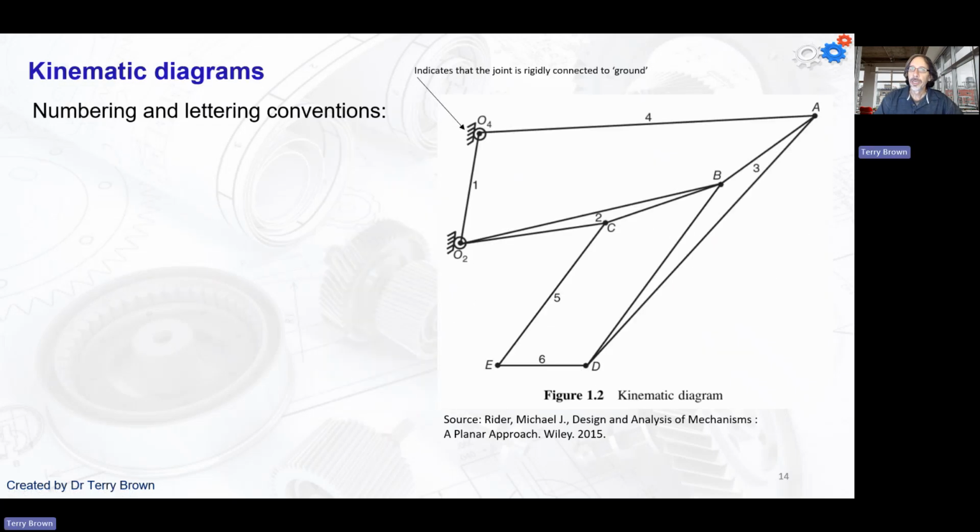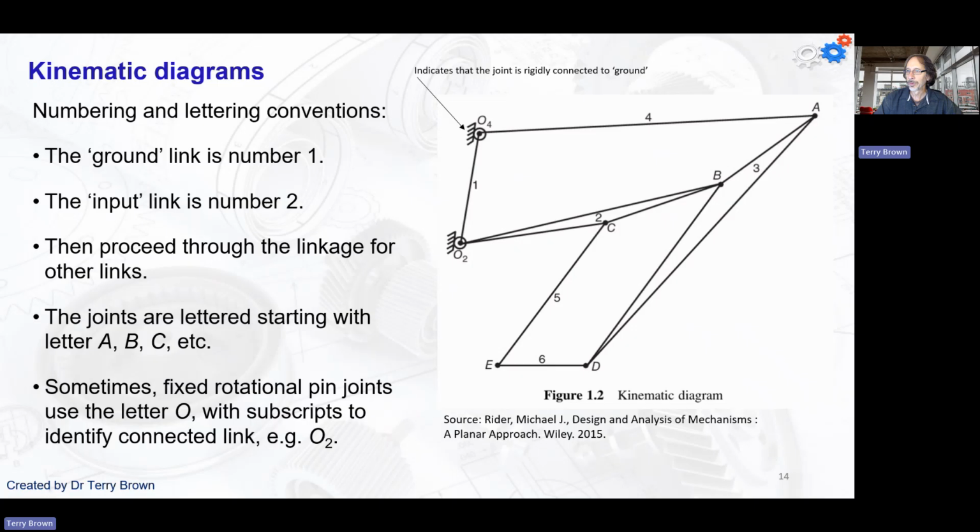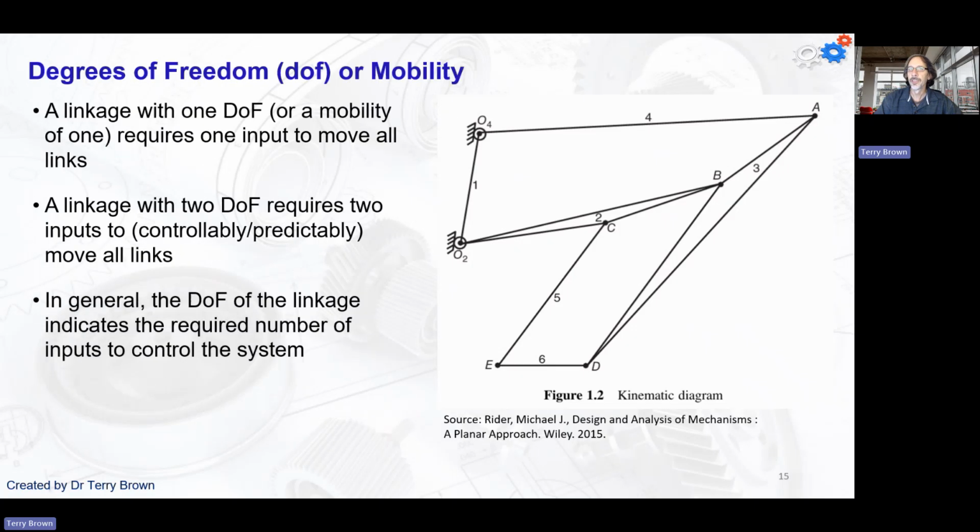Okay, in our kinematic diagrams, we have numbering and lettering conventions. They're all listed there for you. I'm not going to read all those out for the sake of time. You can read those and refer to those as necessary. Right.